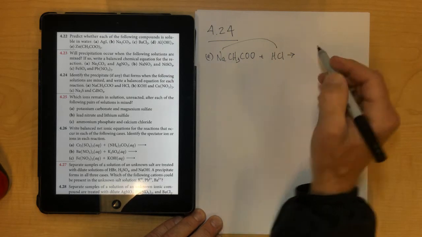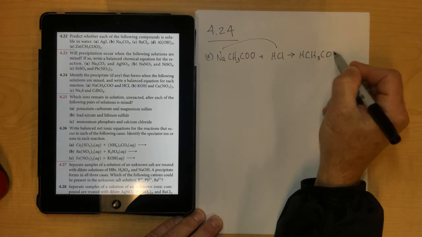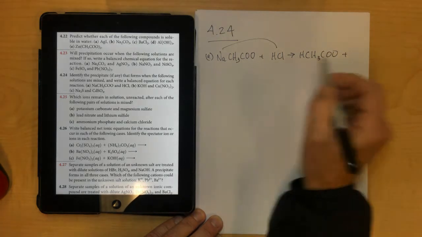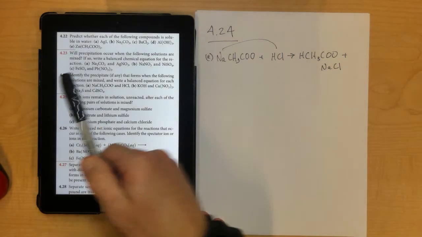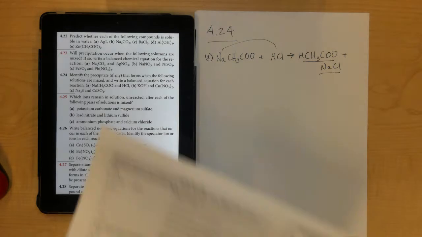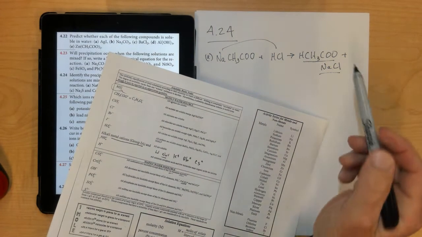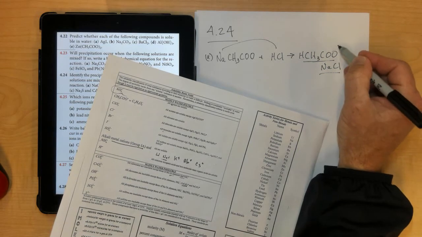Swap the cations right here. We're going to have the H CH3COO, and then we're also going to have NaCl that forms. And it says identify the precipitate, so now we need to go and take a look at each of these on the solubility rules and decide are they soluble or not. And of course all acetates are soluble, and this is a weak acid, so it is going to be aqueous.